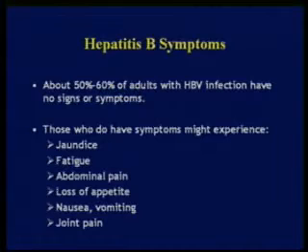Here are the symptoms. About 50 to 60% of adults with hepatitis B infection have no signs or symptoms. 50 to 60%. Those who have symptoms might experience jaundice, fatigue, abdominal pain, loss of appetite, nausea, vomiting, or joint pain. And you immediately notice that these symptoms are very similar to hepatitis A. But one kills you and one won't.